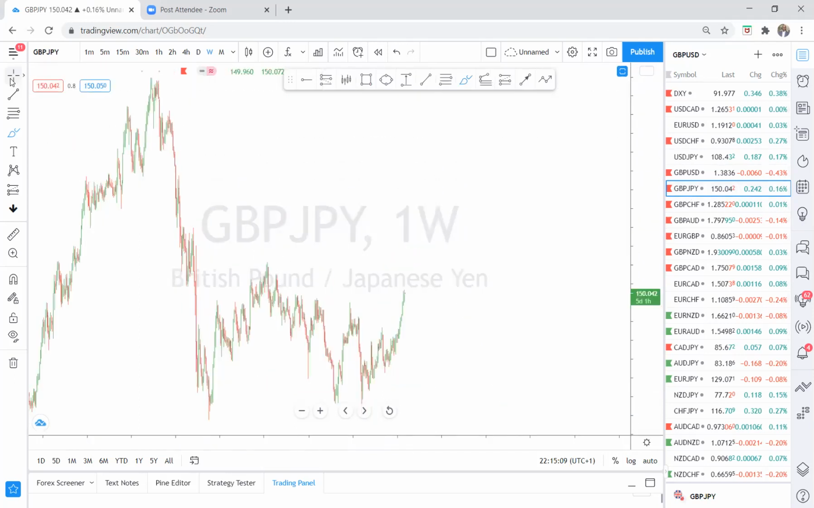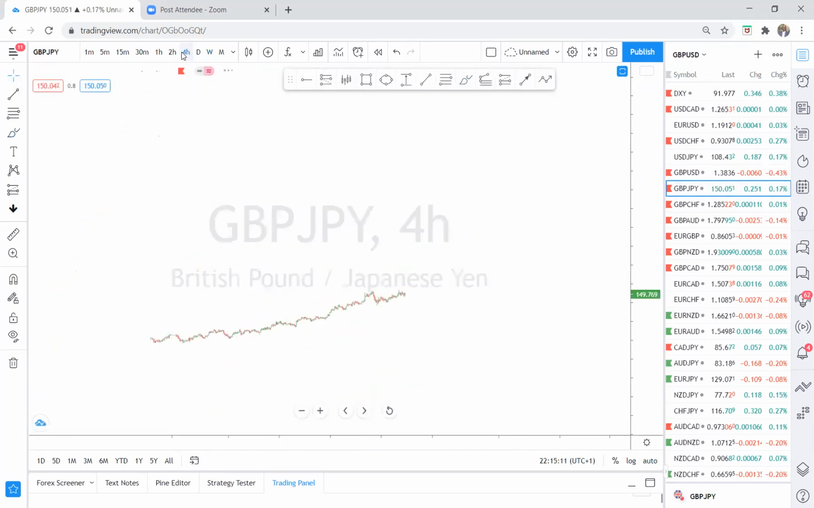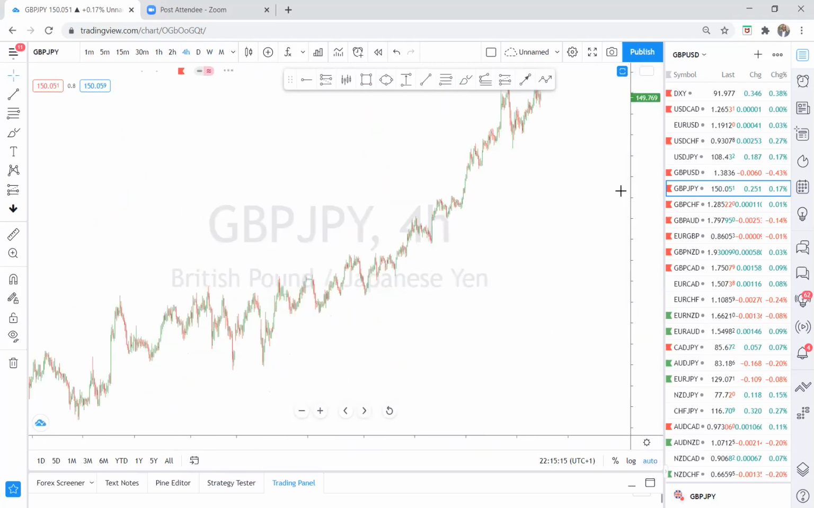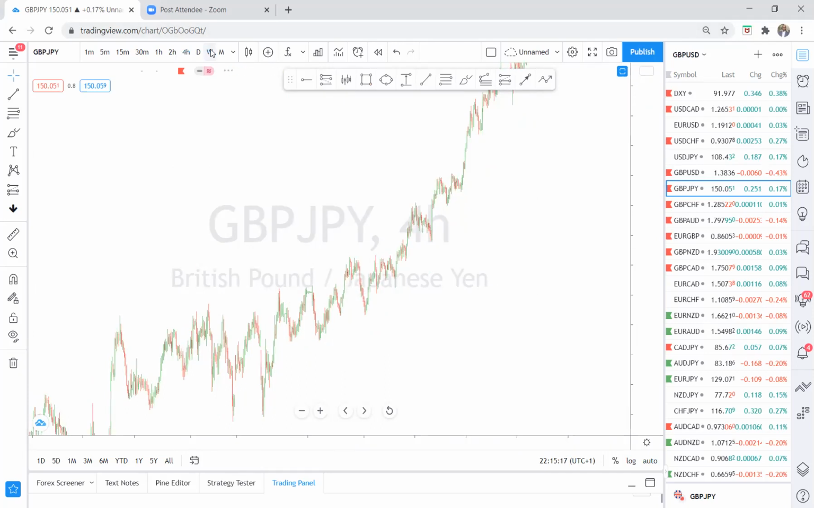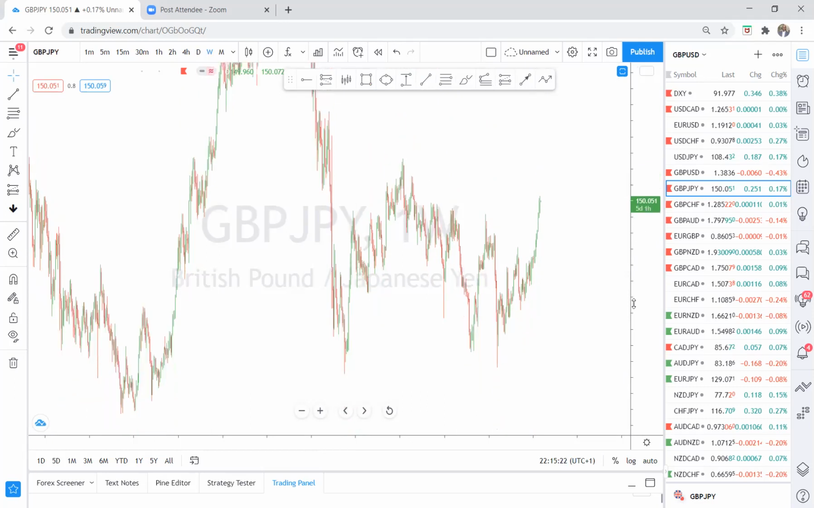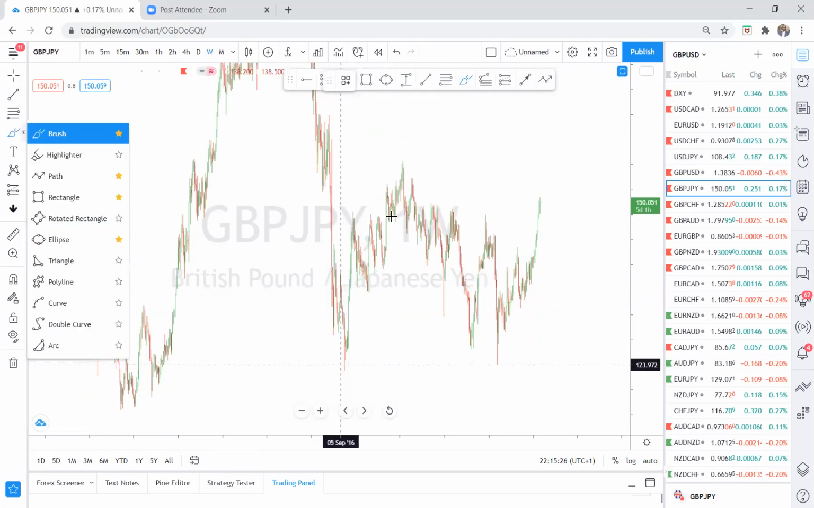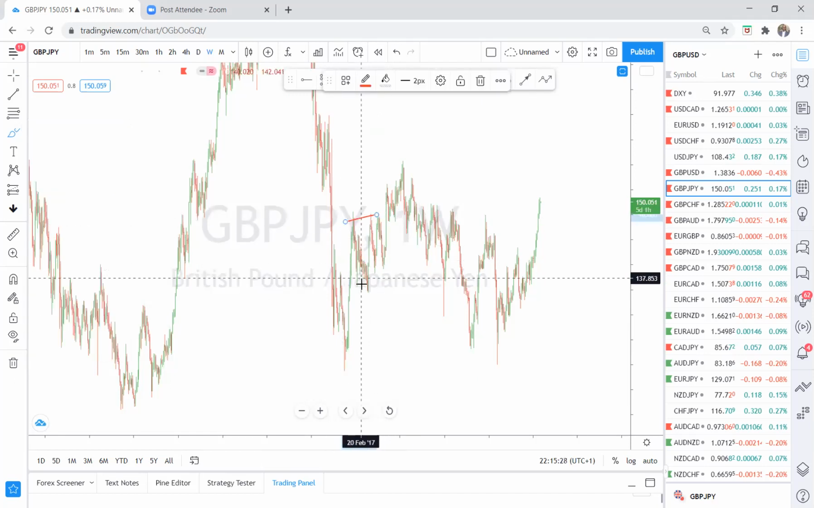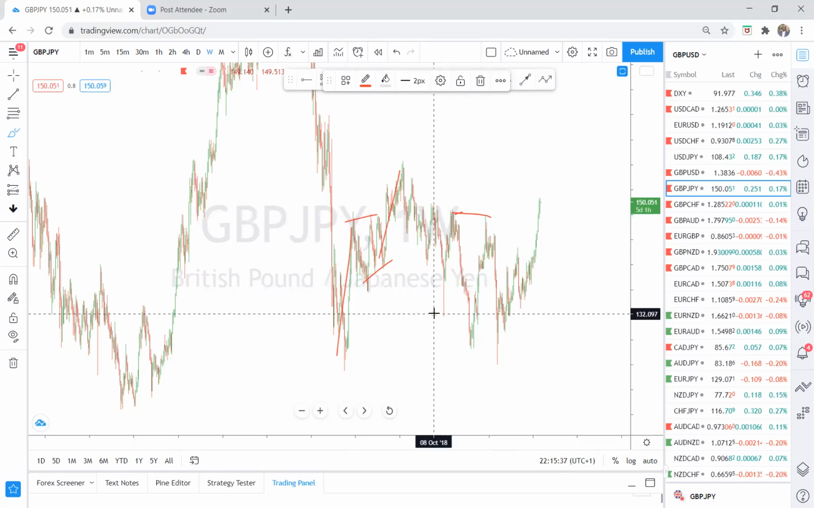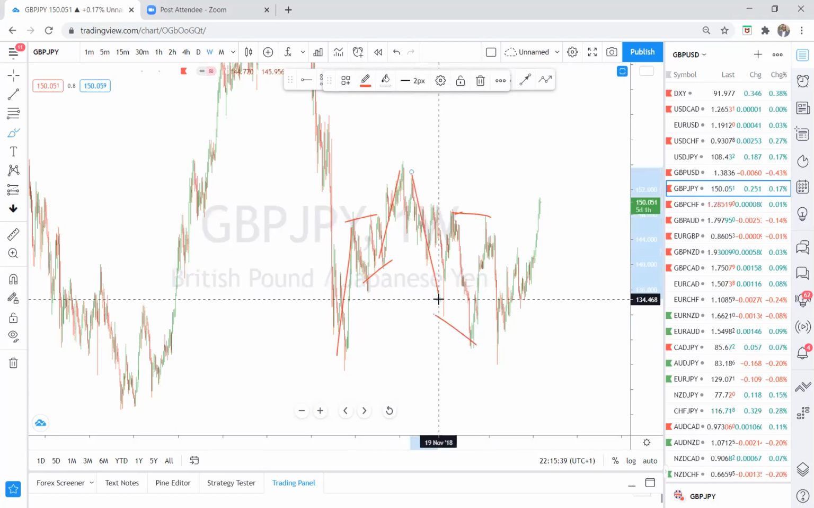GBP JPY, 4 hours. GBP JPY. If you look at GBP JPY in a weekly time frame, you will see that we still have a bit of upside to go, because here you have a three-wave structure to the upside, and here you have a three-wave structure down to the downside.